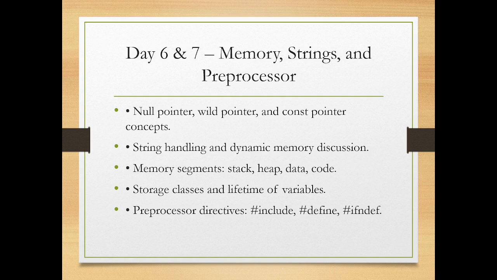Now what are preprocessor directives? They define the scope, lifetime, and visibility of variables. Hash include is used to include the header files. Hash define is used to define constants or macros. And ifndef checks if not defined.